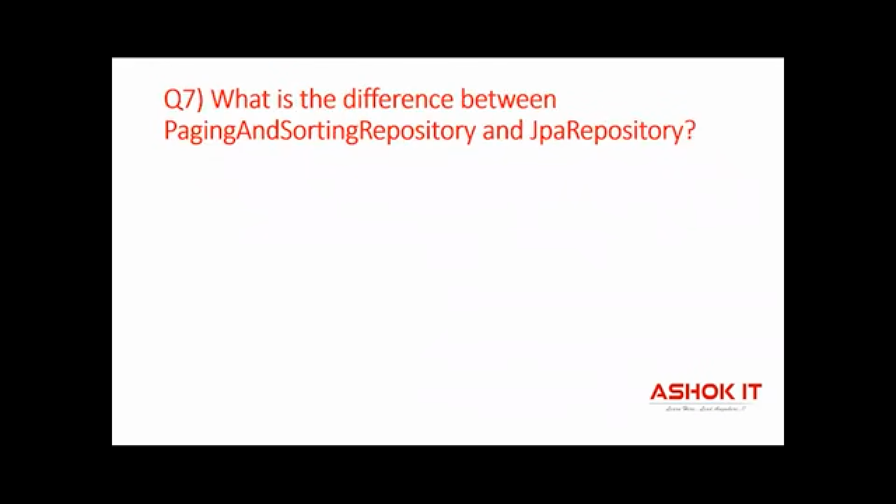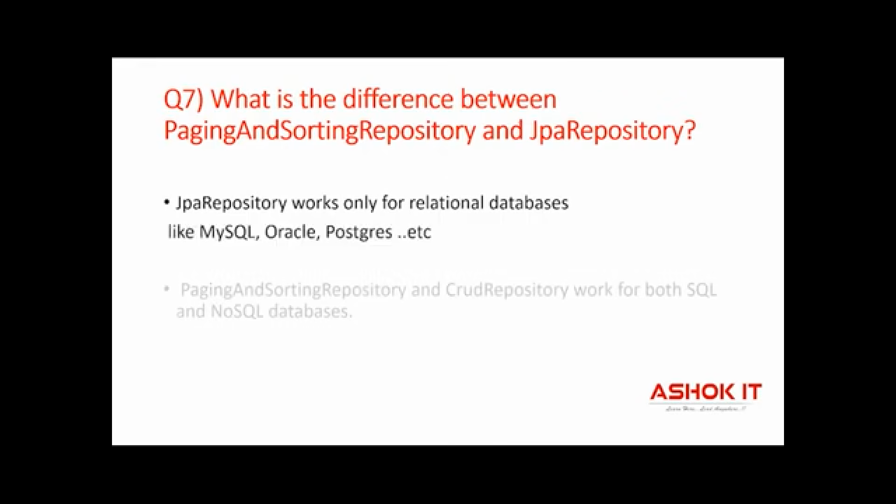Question number 7. What is the difference between PagingAndSortingRepository and JPA repository? It is also one of the most asked questions. A lot of people say the difference is that both are similar, but the major point is JPA repository is designed only for relational databases. Means if you are using MySQL database, Oracle database, Postgres database, of course you can work. But PagingAndSortingRepository and CRUD repository work for both SQL and NoSQL databases. If you have MongoDB, Cassandra, there the paging and sorting concept is used.